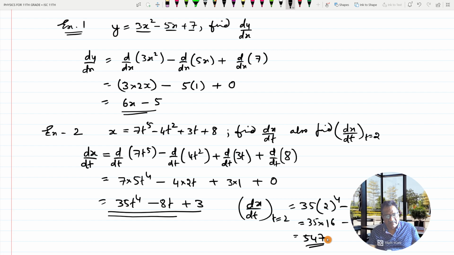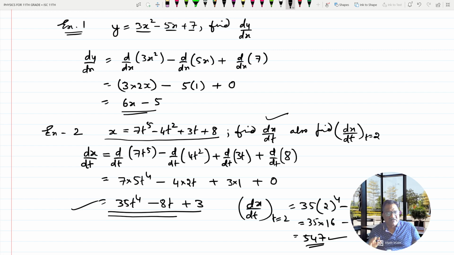So this is a mathematical approach. What you did is mathematics. A function was given to you. You found the dx by dt of that function, and you got this as the answer. And for that derivative, at t equal to 2, you wanted to find the value. So in that derivative function, for t you plug in the value 2, and when you do that, you get 547 as the answer.